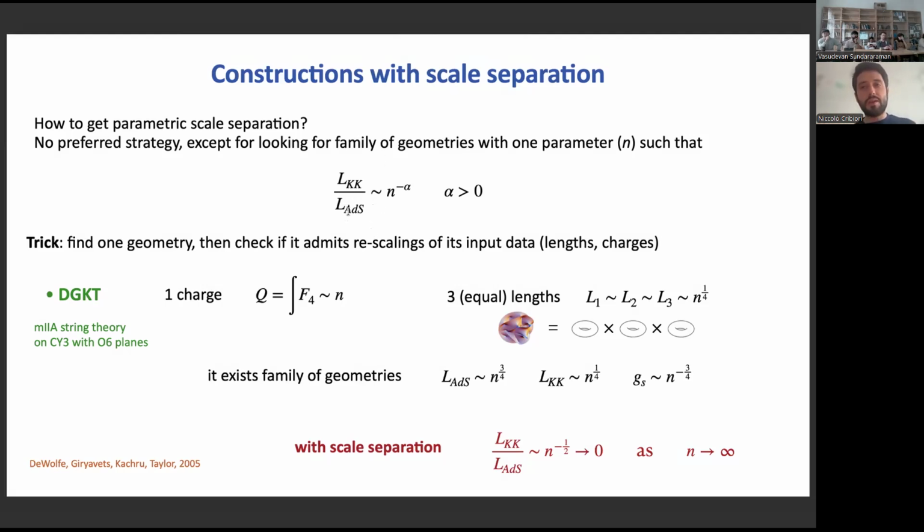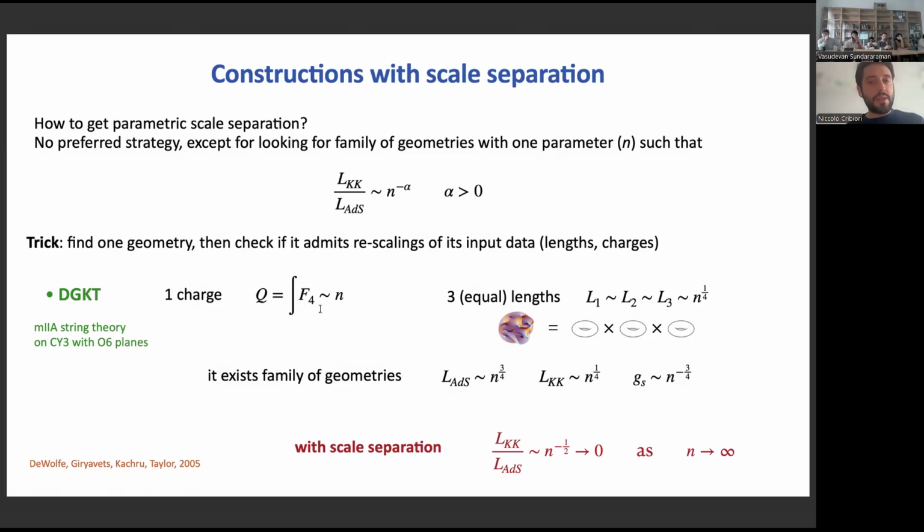But what is more remarkable is that these vacua are such that the ratio between the Kaluza-Klein scale and the AdS radius also depends on n in a way that it goes down to 0 when n is large. There is an exponent which you can calculate. I'm giving it here. It's 1/2. So this ratio goes to 0 the more F4 flux you put. And in general, we would like to find models which have this general property. Maybe alpha is not 1/2 like here, but these are the kind of models we are looking at.